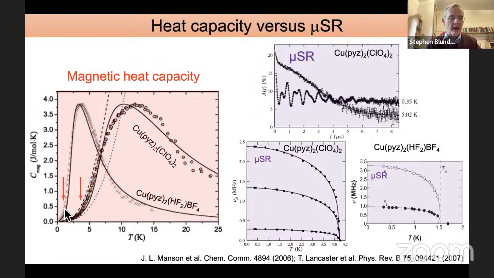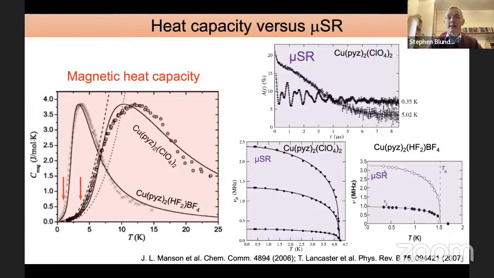to see. On the other hand, if you do a MuSR experiment, it's completely obvious because when the spins order, they suddenly slow down and the muons then suddenly start seeing a frequency. In this particular case, it's three frequencies. In this case, it was two frequencies. You can plot the temperature dependence. And it's completely obvious that this is the Néel temperature. So this is a case where MuSR really wins over thermodynamic measurements.